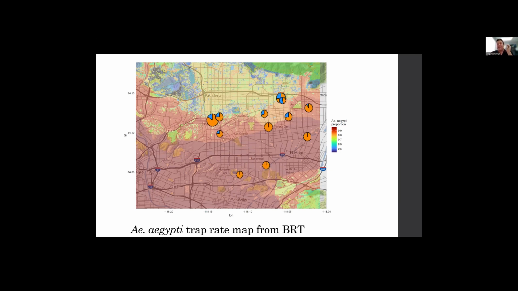And this is just showing the species breakdowns from each of our trapping sites and how they correlate. So here you can actually see the pattern of the more northern sites having more albopictus, and that being reflected in the predictions on this map.